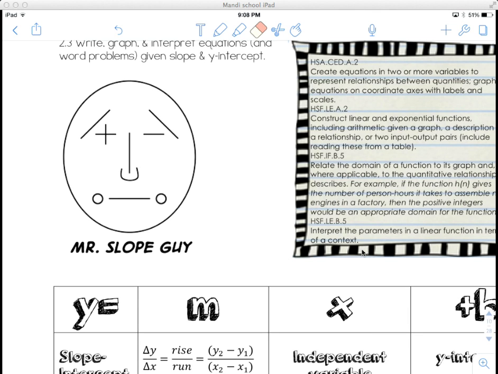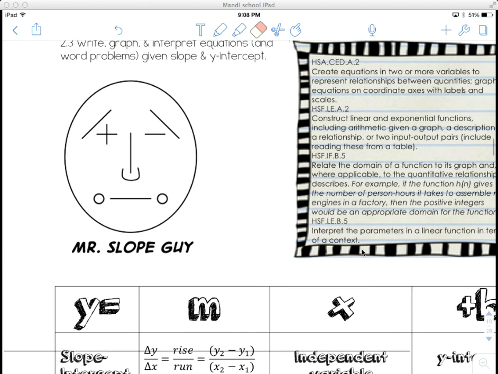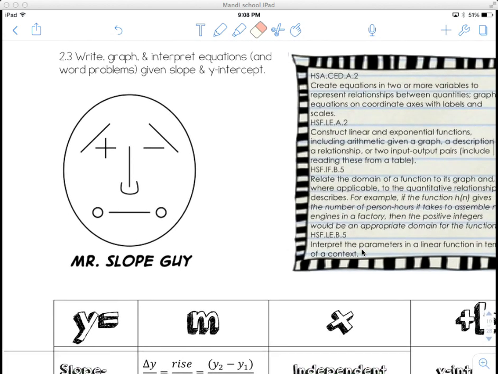This is lesson 2.3. We're going to use slope-intercept form to graph equations of lines and then to write the equations given information. So we're going to start with Mr. Slope Guy.